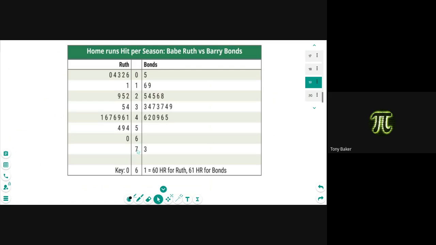It's 0 through 7 because the highest one was 73 and the lowest one was 0. So the stems are what's in the middle. The stem is in the middle. Yep.